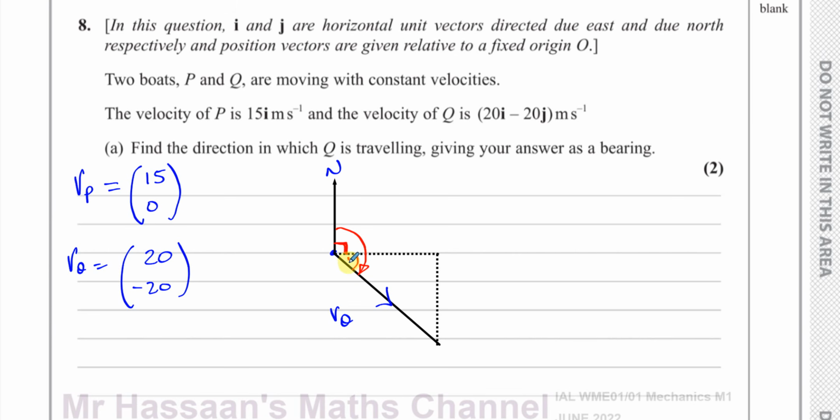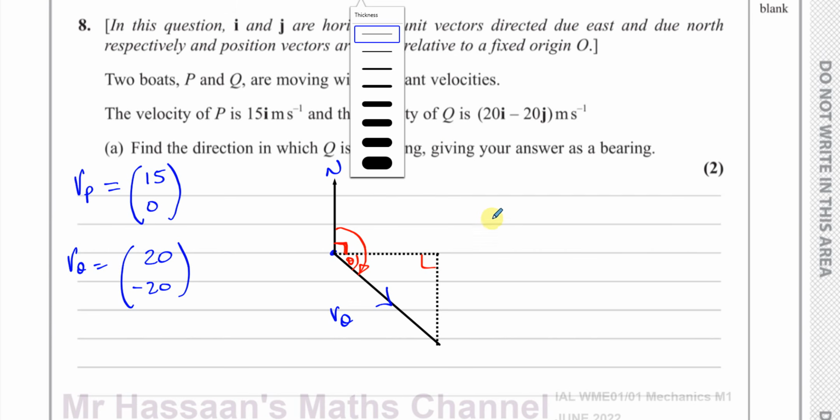This angle, let me call it theta. We need to find what the angle theta is in this right angle triangle. This is a right angle triangle because that's east and that's south. They meet at right angles. So if I can find what this angle here, theta, is, I can add it to 90 and I've got my bearing. So what we need to do is to find the angle theta.